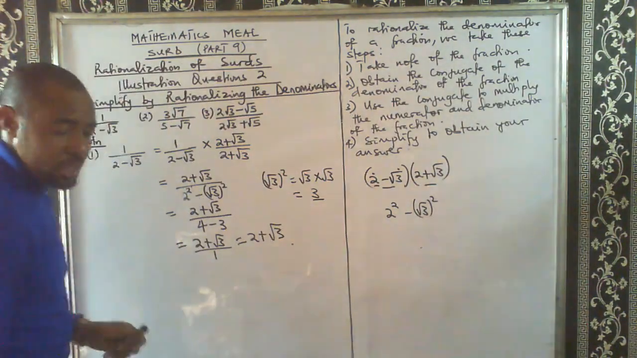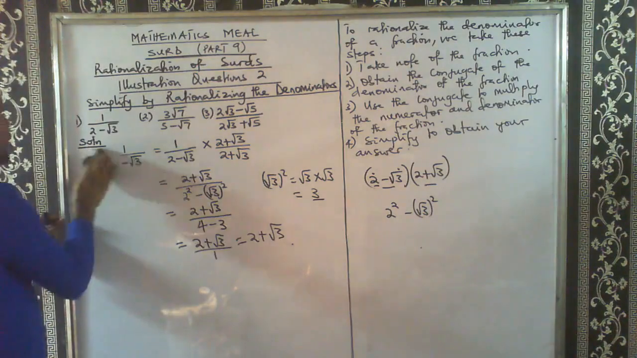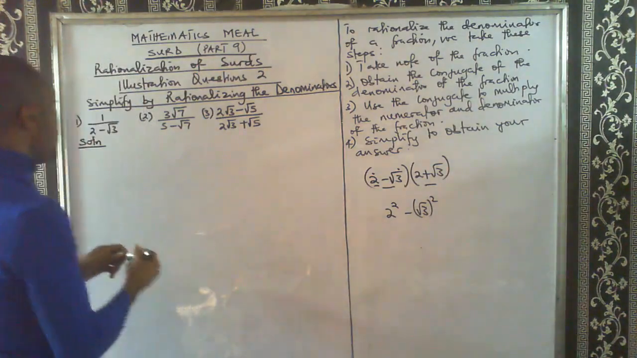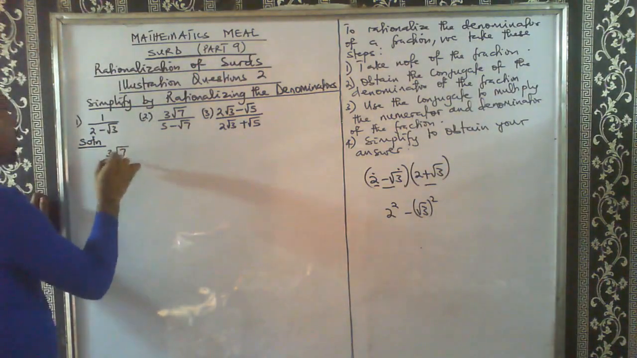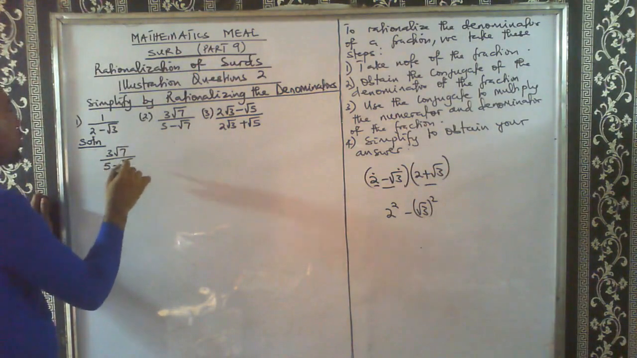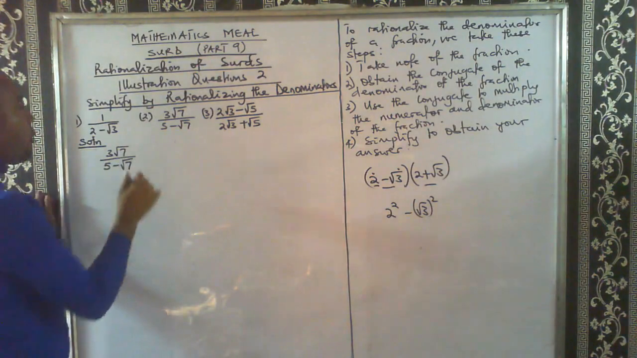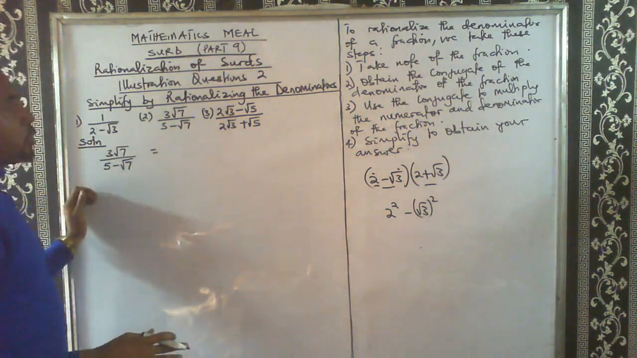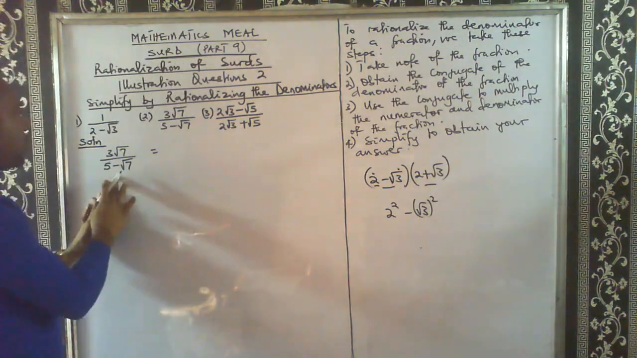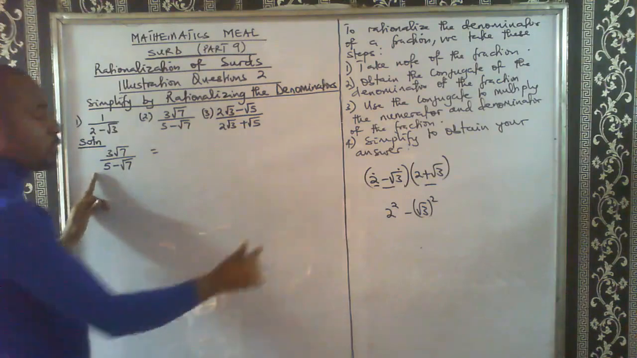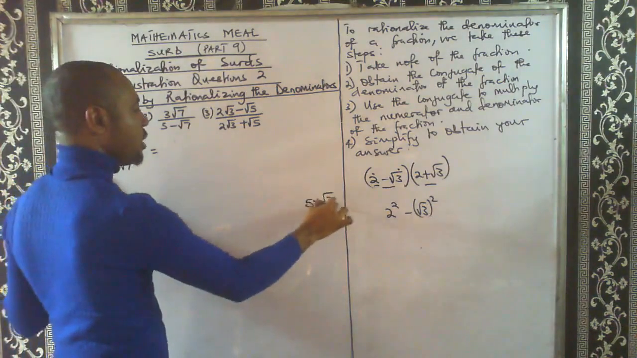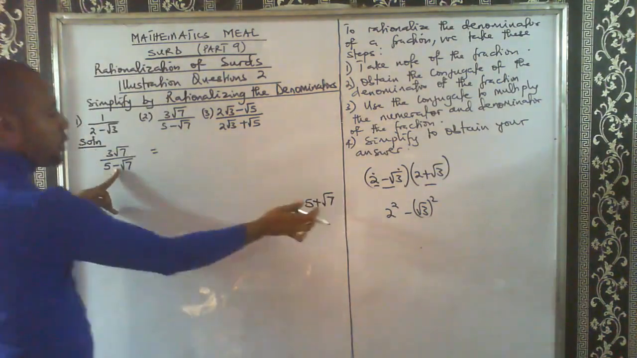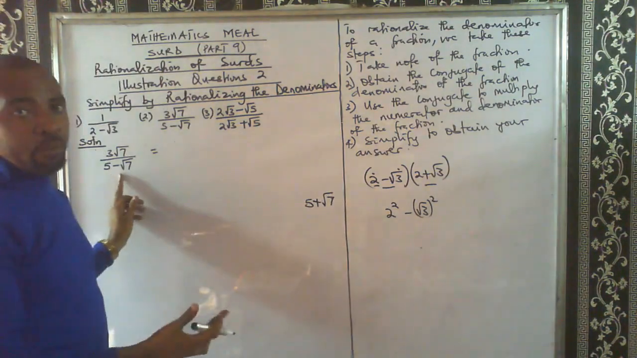So let's quickly go to the second question, question number 2. We have 3 square root of 7 all upon 5 minus square root of 7. So we have taken note of this, right? Yeah, we have done that. So obtain the conjugate of the denominator. Now it's still a binomial surd. So the conjugate will be 5 plus square root of 7. Just change the sign to the opposite sign to get the conjugate for a binomial surd.